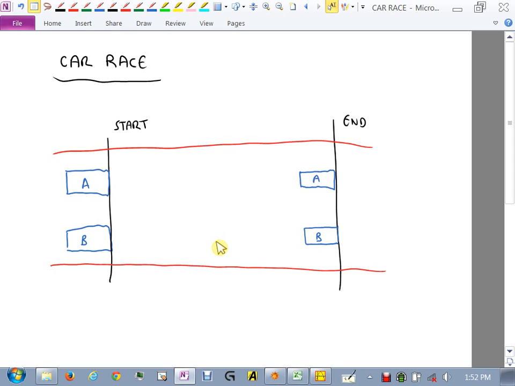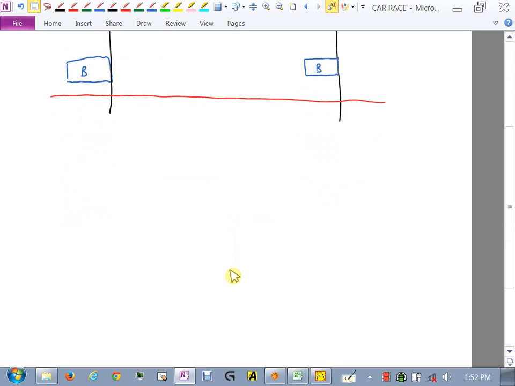Forget that. These cars start, they race, at the end, it's a tie. Dead tie, perfect tie. And this is theoretical, okay? It's purely theoretical. They start at the exact same time, they end at the exact same time. So here's the question. You ready for the question?